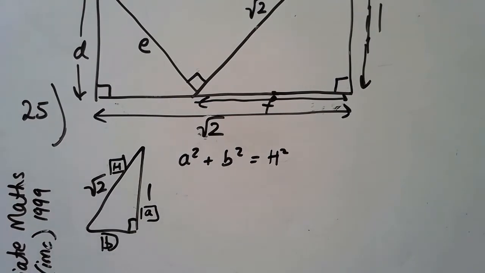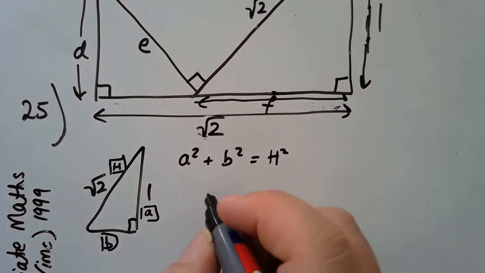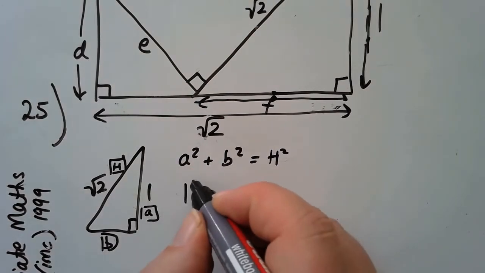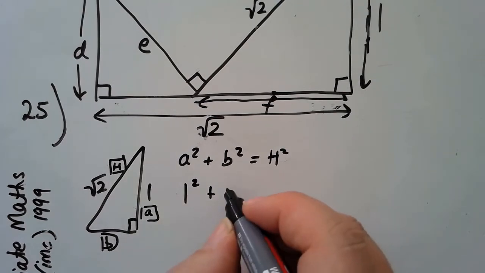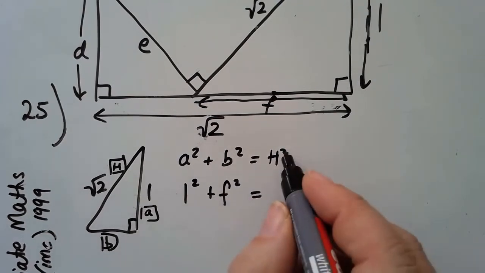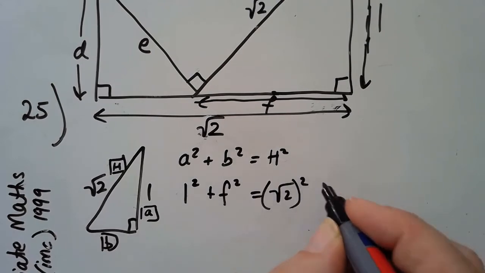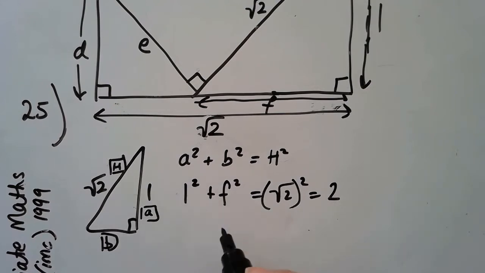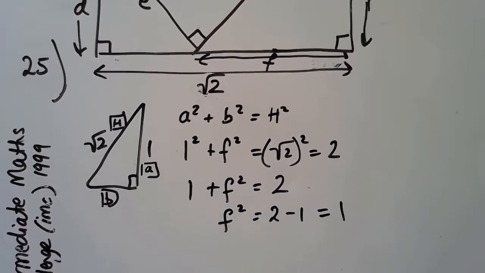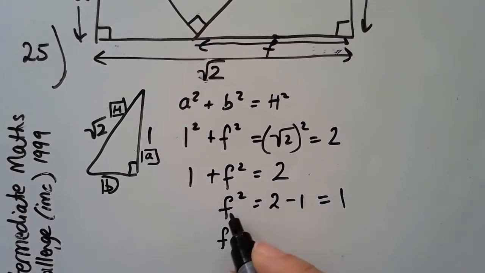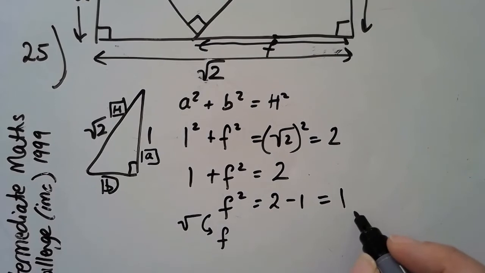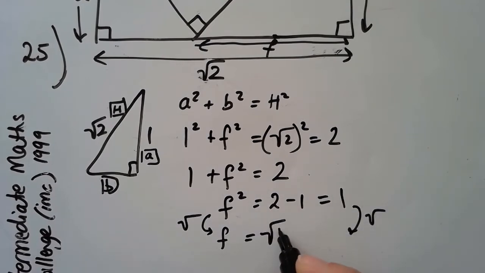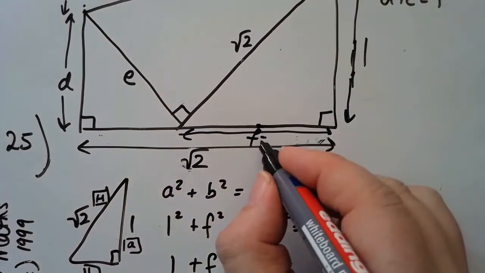So A here is 1 squared. B squared, we don't know, so I'm just going to call it F. And then H squared is √2 squared, which is the same as 2. 1 squared is 1, so 1 plus F squared equals 2. Therefore F squared equals 2 subtract 1, which equals 1. If we square root, F equals the square root of 1, which conveniently is also 1. So back up here, F is actually 1.